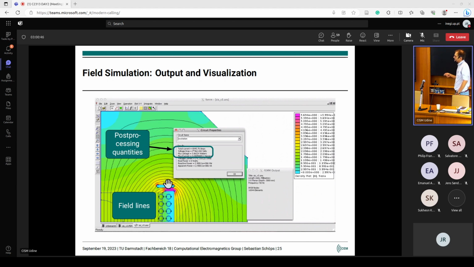I claim that these kinds of field plots are really useless. We show them, we like them, but for optimization, I mean, who's going to look at 10,000 field plots and tell you, look there, right? Nobody is doing that. So what you want to do is compare designs, and you do not want to compare them on a field level. That doesn't make much sense. What you want to do is compare the designs in terms of these post-processing quantities.